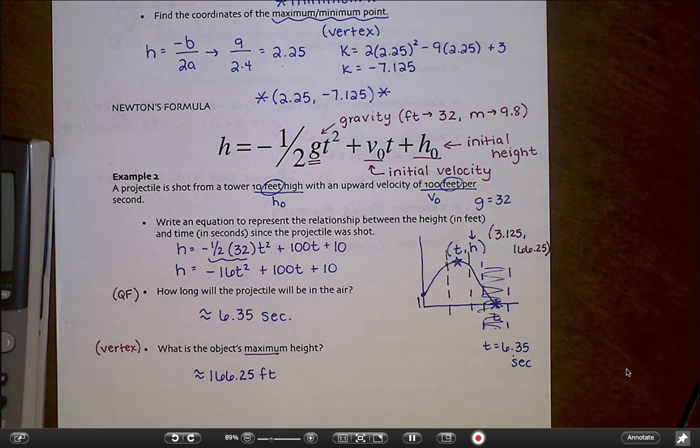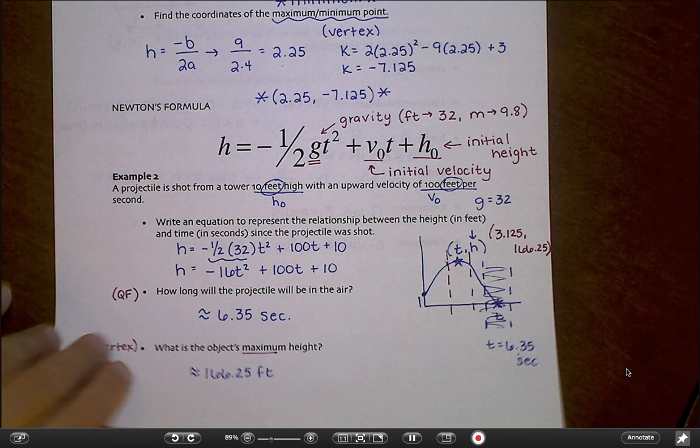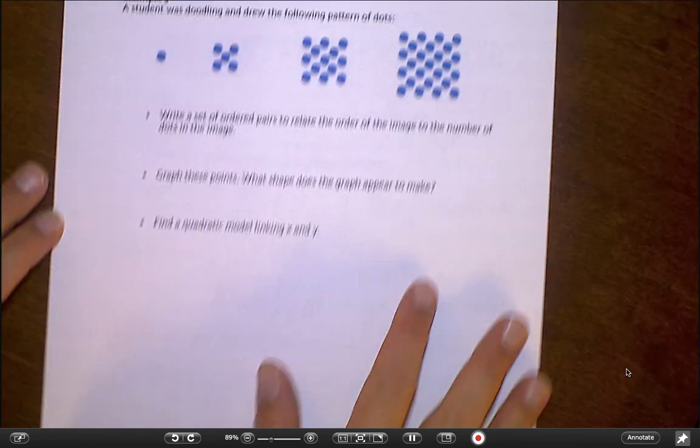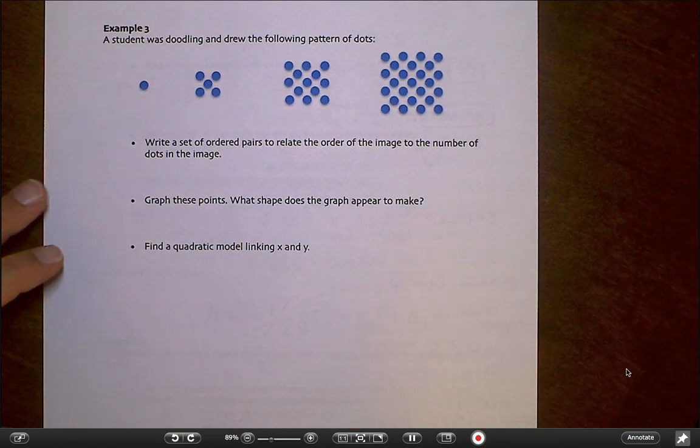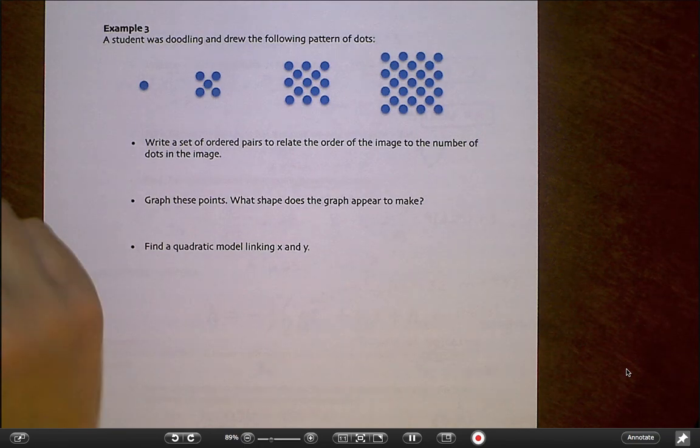Okay. And again, if you are not comfortable with those steps we just took on the calculator, you could always fall back on the quadratic formula and finding the vertex. Okay, one more quick thing to cover, and this should be familiar territory for you. So I don't know why we'd ever take the time to do a quadratic model here for a doodle, but a student was doodling and drew this pattern of dots, okay?